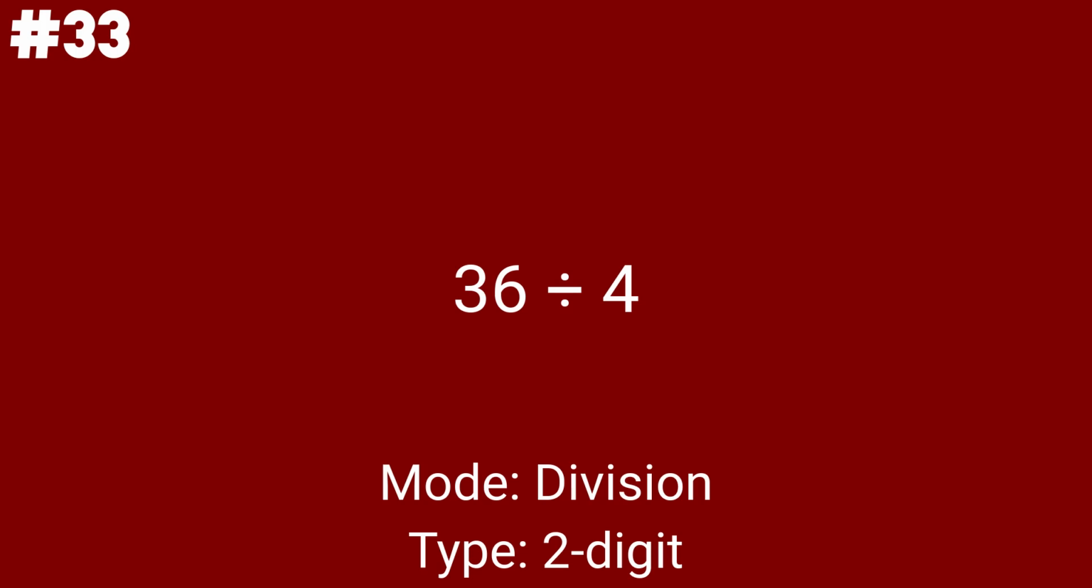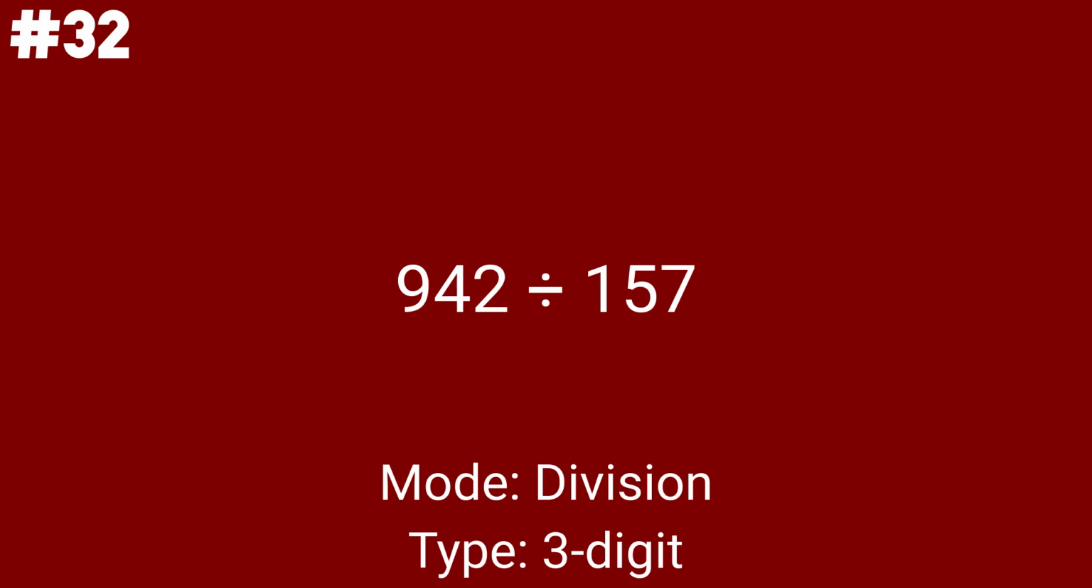36 divided by 4 is the last division problem with 2 digits. Also, this is our 8th division problem. Let's move on, shall we? 942 divided by 157 is the 9th division problem. This one is the first 3-digit division math problem as well.